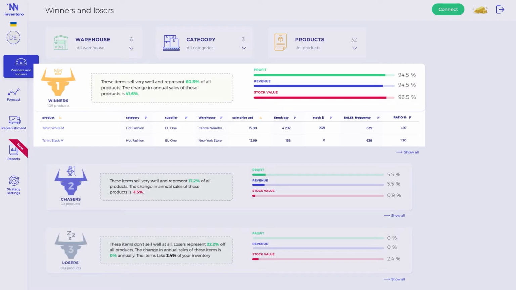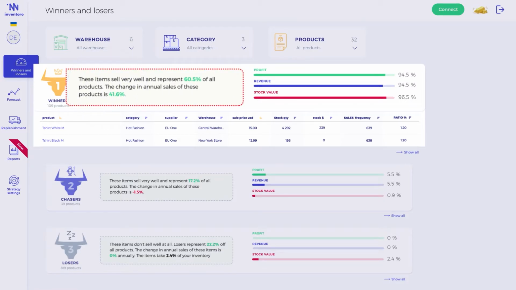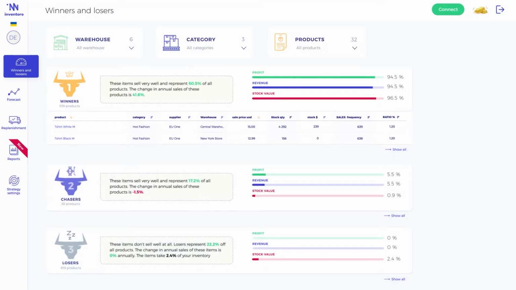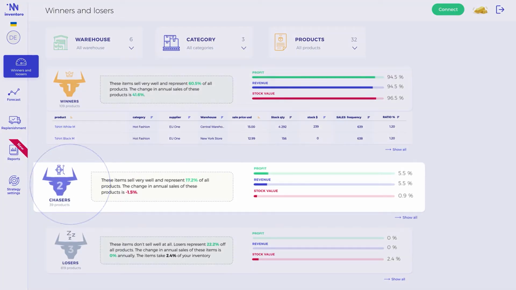Winners. Winners are the most important part of your portfolio. These are your best sellers. It is advisable to keep these products in stock all the time. Here, you can see what part of your portfolio it takes. And here's the list of these products. Inventoro can optimize the inventory level to as high availability as possible to eliminate lost sales, stockouts, to maximize your revenue and profitability.